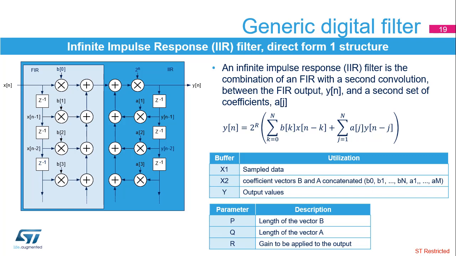Here are the parameters. The parameter P contains the length N plus 1 of the coefficient vector B in the range 2 to 64. The parameter Q contains the length M of the coefficient vector A in the range 1 to 63. The parameter R contains the gain to be applied to the accumulator output. The value output to the Y buffer is multiplied by 2 to the R, where R is in the range 0 to 7. The function completes when the start bit in the FMAC param register is reset by software.